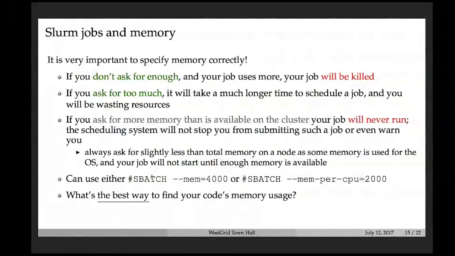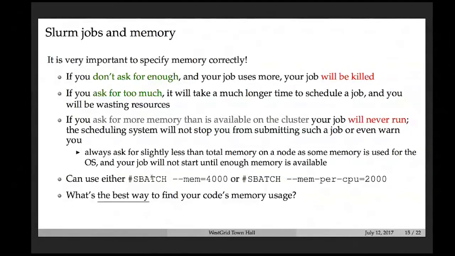So if you don't ask for enough memory, and your job uses more than the limit you specify, your job will be killed. So you have to be careful to specify the right amount of memory. And obviously, if you specify too much, then your job will end up waiting a long time in the queue because you asked for too many resources. And then when it runs, it will not use all the memory, so some part of the resources will be wasted. So it's a very good idea to know very well how much memory your job is using.